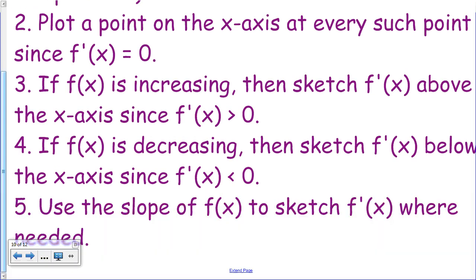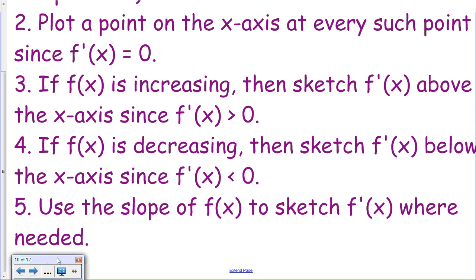And so the last step of this process is to use the slope of f of x. Just look at the graph. In particular, look at where you might have horizontal asymptotes showing up, and you'll notice the slope is heading towards 0. That's one thing that usually is helpful. But you can also look at other points as well if you need them to help you get a good sketch of this function.